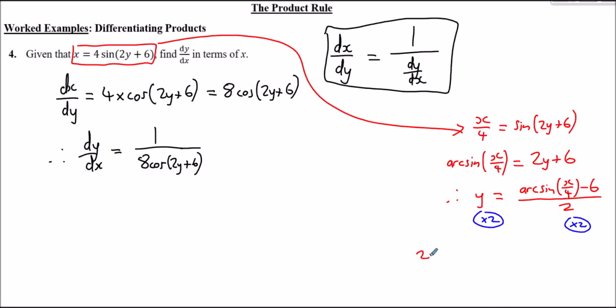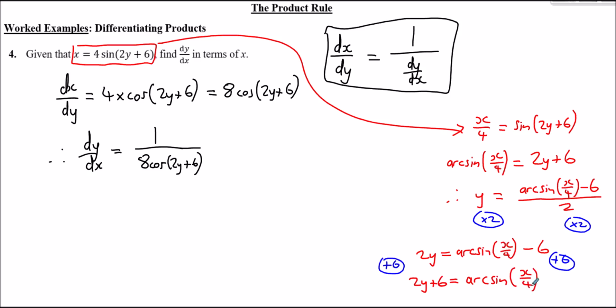We get that 2y is arc sine of x over 4 subtract 6. But we want 2y plus 6, so if we add 6 to both sides, we're going to get our expression, which we can then use in here. So therefore, we're going to have that 2y plus 6 is exactly arc sine x over 4. So now, the final step, really, is to input that 2y plus 6, we can use that as arc sine x over 4.